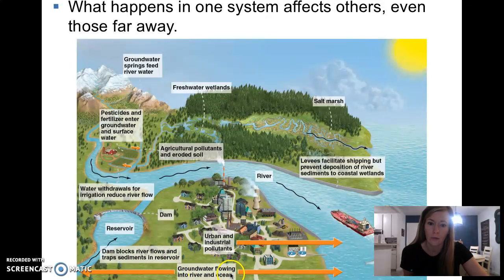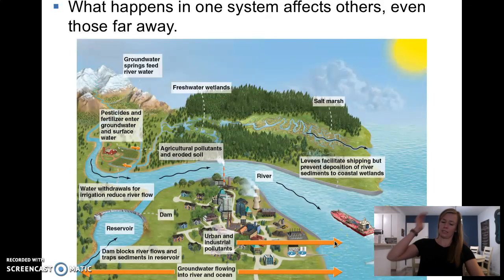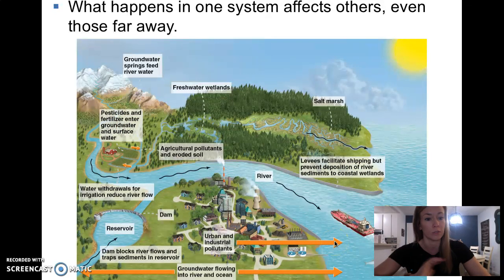We have groundwater flowing into every river and into every ocean. We have urban and industrial pollutants entering bodies of water. We have agricultural pollutants and eroded soil. So there's sediments moving in all of here too. It's constant, so something that happens up here may affect an organism down here. So all the water, because of how much it moves, has a very wide-reaching effect.